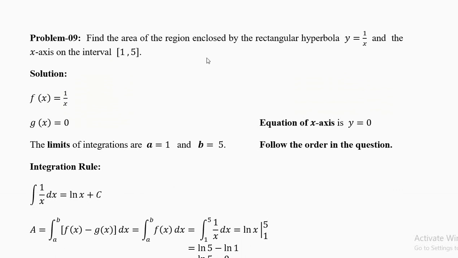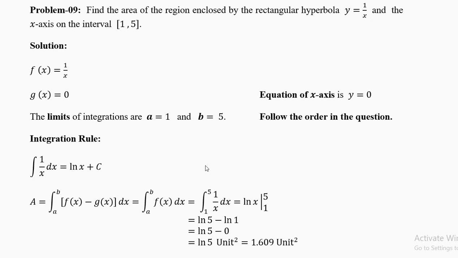Find the area of the region enclosed by the rectangular hyperbola y equal to 1 by x and the x-axis on the interval 1 comma 5. X-axis means y equal to 0, so g is equal to 0. Your function f of x equal to 1 over x. The limits of integration are a equal to 1 and b equal to 5.